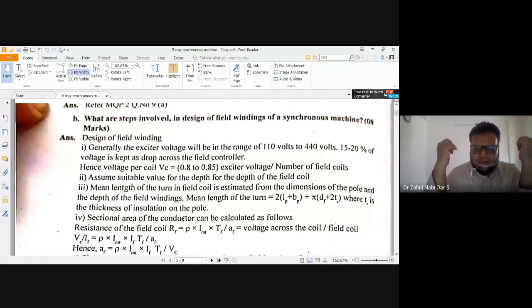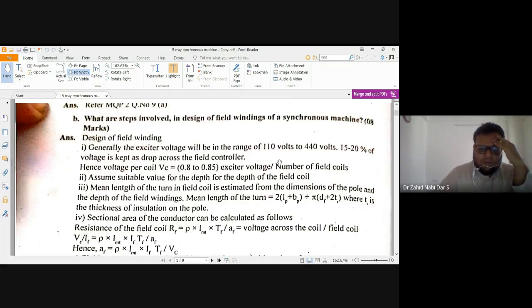So this is the system. 15 to 20% of voltage is kept as drop across the field controller. So this is initially when we are trying to give. This is the range which we are maintaining. So 15 to 20% is kept as a drop. 100 minus 15 to 20% would be 80 to 85. So the voltage per coil would be 80 to 85%, that is, exciter voltage divided by the number of field coils.